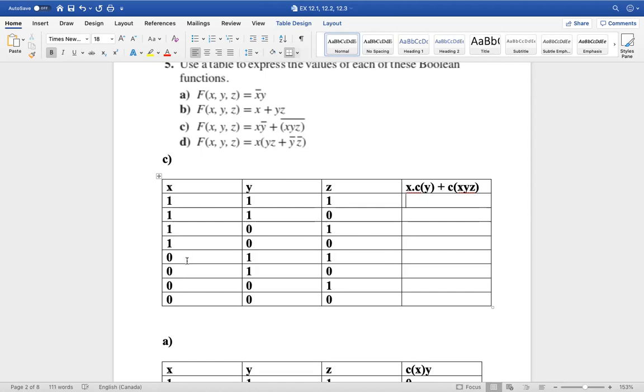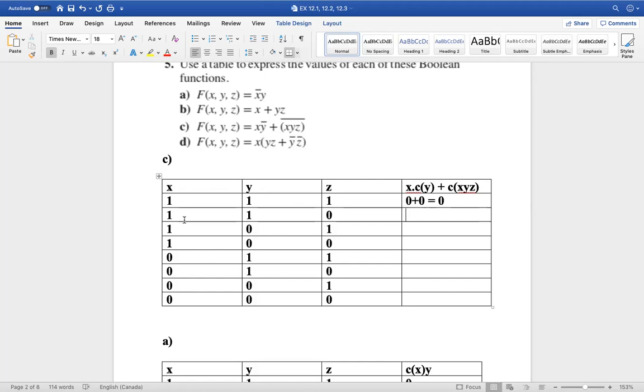Here we take x with the complement of y. So 1 dot 0 becomes 0. Now we have 0 plus x, y, z. So x dot y dot z, all are 1, so it becomes 1. 1 complement is 0, so the result equals 0.